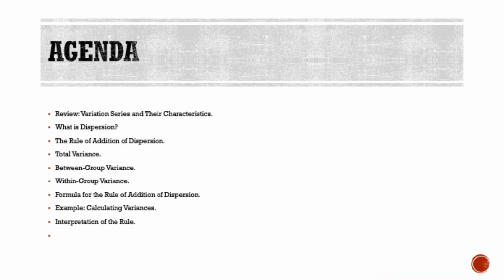Here's our plan for today. We'll review variation series and their characteristics, then define what dispersion is. We'll introduce the rule of addition of dispersion, also known as the law of total variance. We'll define total variance, between group variance and within group variance, and see how they relate to each other. We'll work through a detailed example, discuss interpretation, and finish with practical applications.